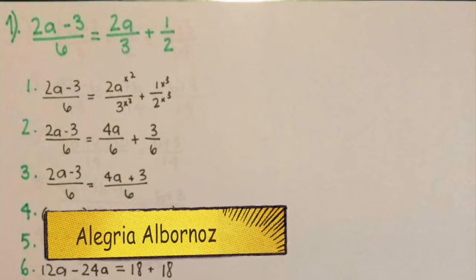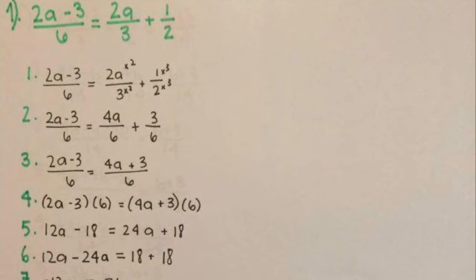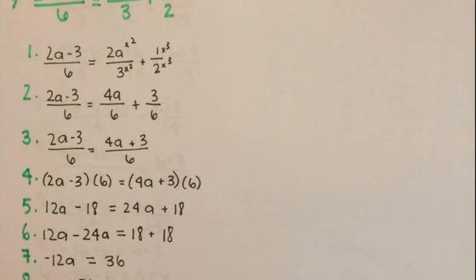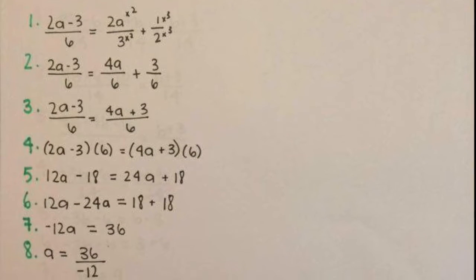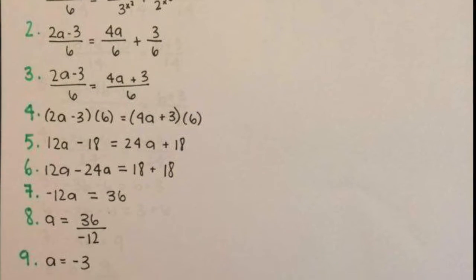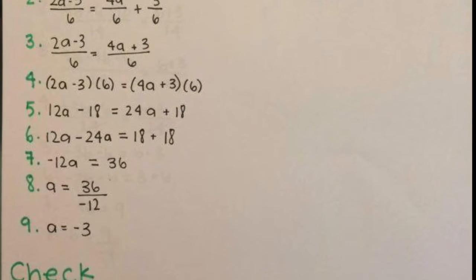2a minus 3 over 6 equals 2a over 3 plus 1 half. The first step is to find the common denominator for adding. Step 2. Multiply the denominator times the factor that completes the total denominator. For step 3, add the two expressions.